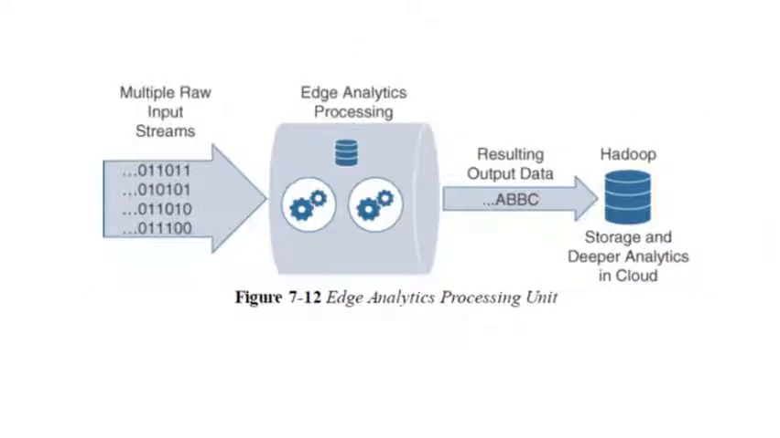So this is a pictorial representation of how edge analytics will work. The first is how the raw data is streaming towards the edge, and from edge to edge. The edge has its own infrastructure like storage, processing, and other things. Then once it is processed, it will give the result in terms of formatted or structured data.